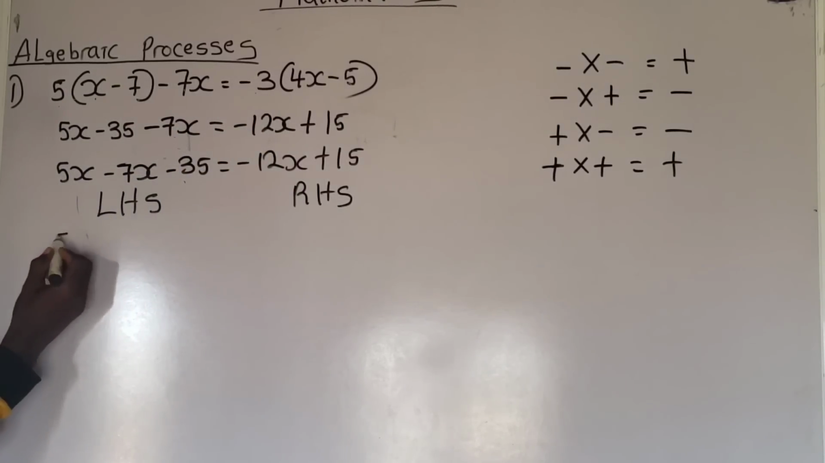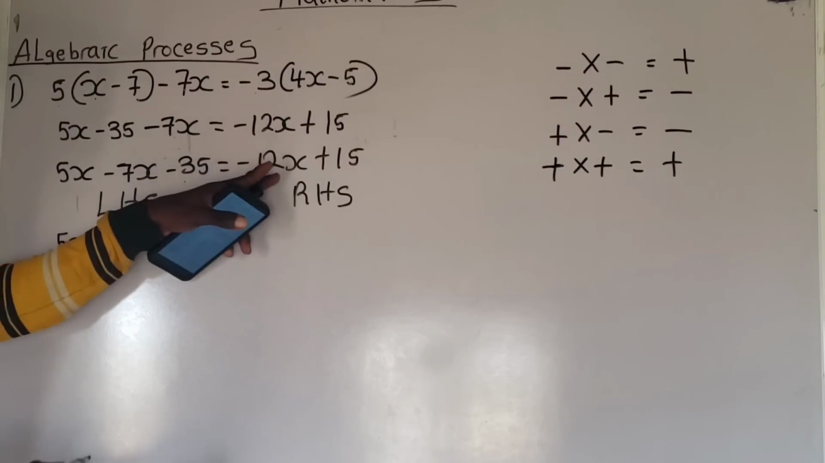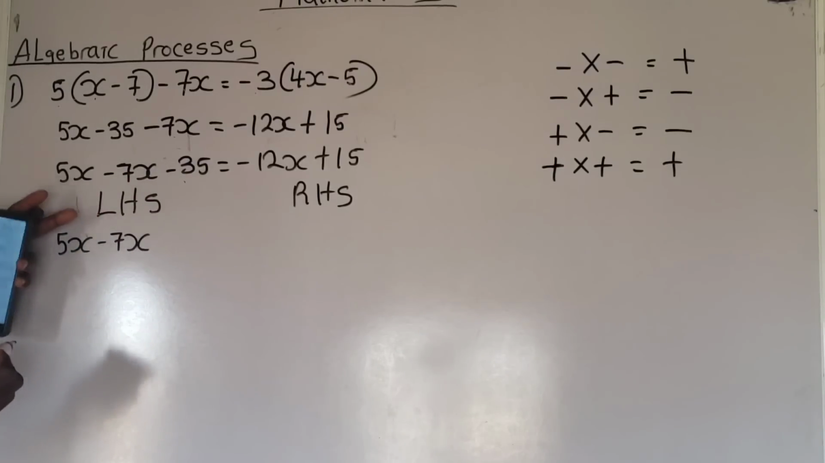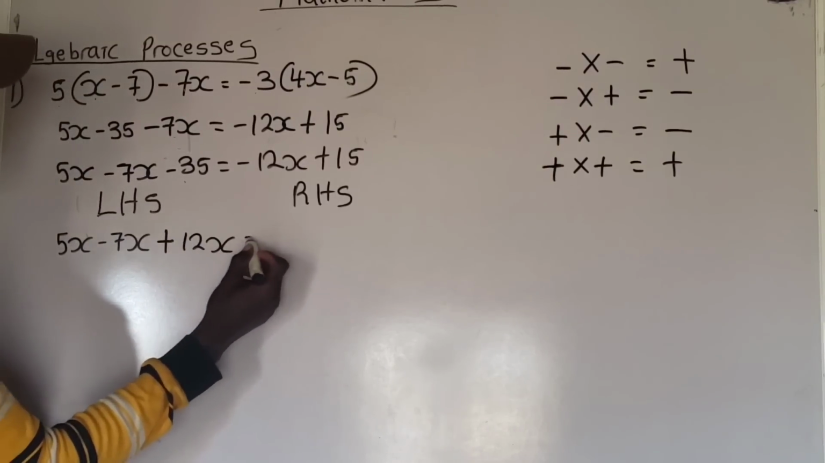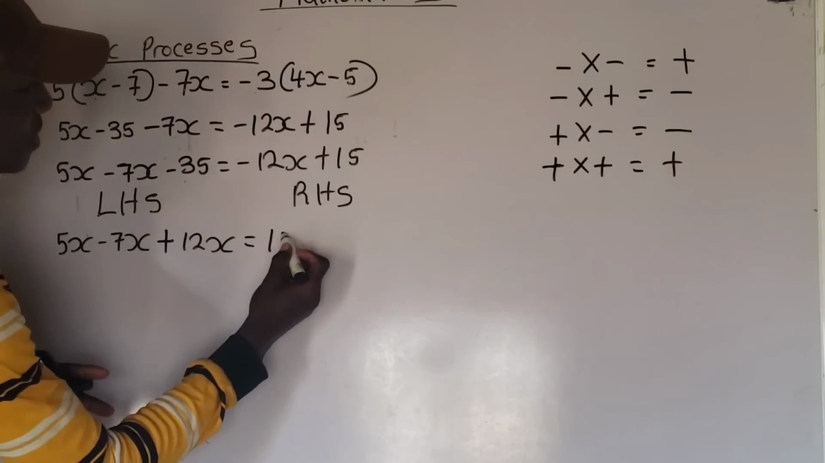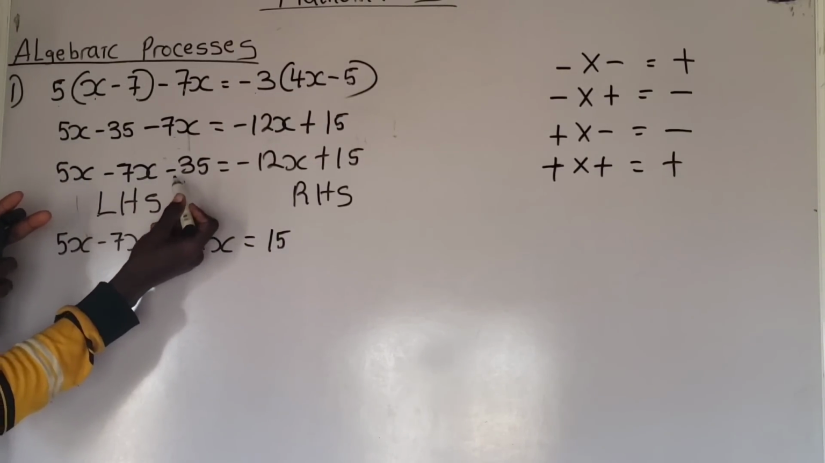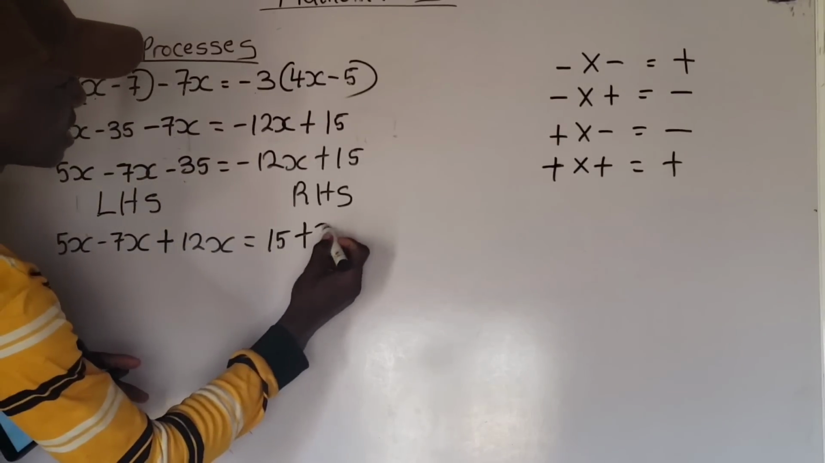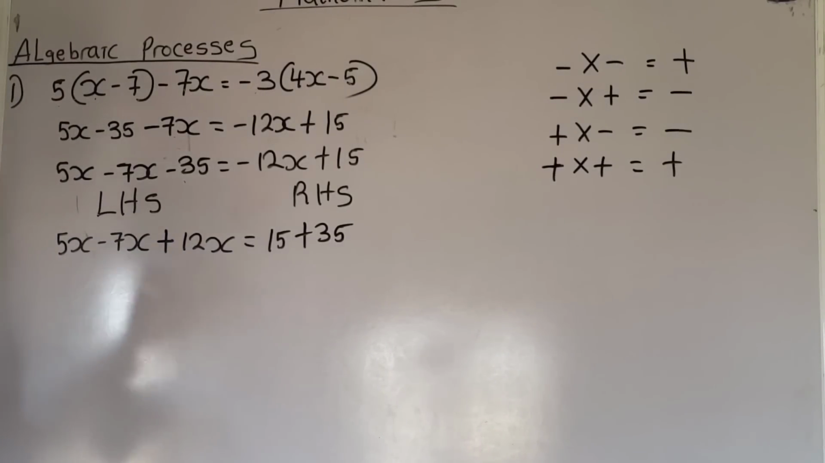Do you understand? So I'm going to have 5x negative 7x. Now if this negative 12x crosses the equals to sign to the left hand side of the equation, I'm going to have positive 12x is equals to now 15. Now if this negative 35 crosses the equals to sign to the other side of the equation, I'm going to have positive 35. Okay, so for this I'm going to have 5x plus 12x according to the rule of BODMAS. Don't forget the order of operation.